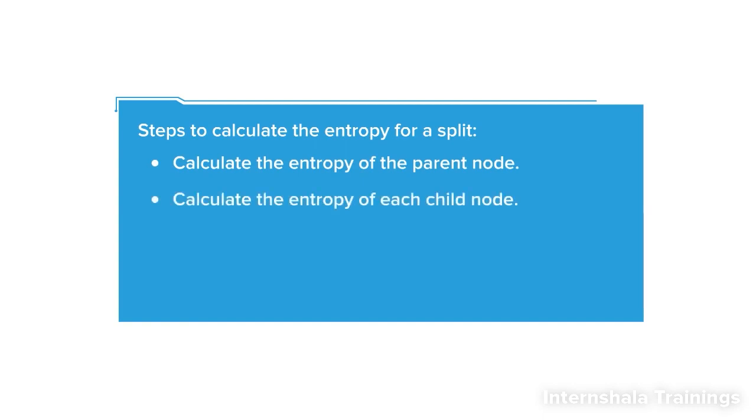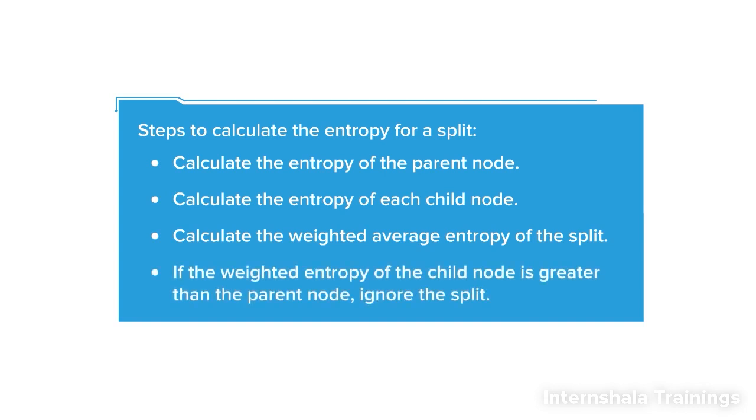Let's now look at the steps to calculate the entropy for a split. We will first calculate the entropy of the parent node, and then we will calculate the entropy of each child node. Finally, we will calculate the weighted average entropy of the split using the same steps as we saw while calculating the Gini. Weight of a node will be the number of samples in that node divided by the total samples in the parent node. If the weighted entropy of the child node is greater than the parent node, we will not consider that split as it is returning a more impure node compared to the parent node.